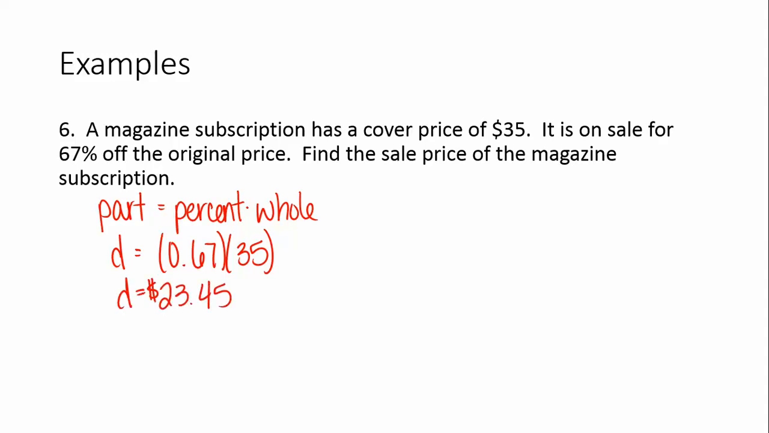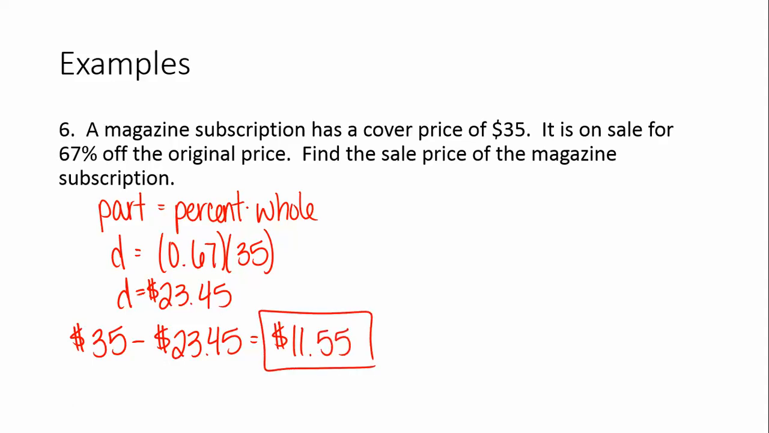So remember, that's the discount. And if that's the discount, that's how much we need to take off of the original price. So to find the sale price, we're going to take 35 and subtract 23.45. 35 minus 23.45 is $11.55. So this is what you would pay if the $35 magazine subscription was 67% off.